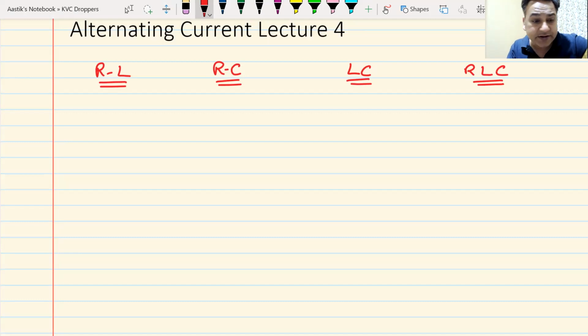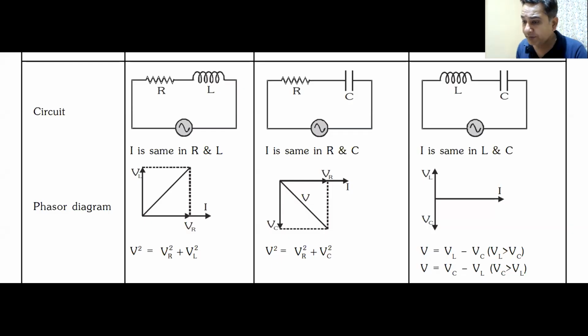If I am correct, we were doing a table in the previous class, a table that has all three elements, and we were discussing the difference between the three types of circuits. So let us go and do it.